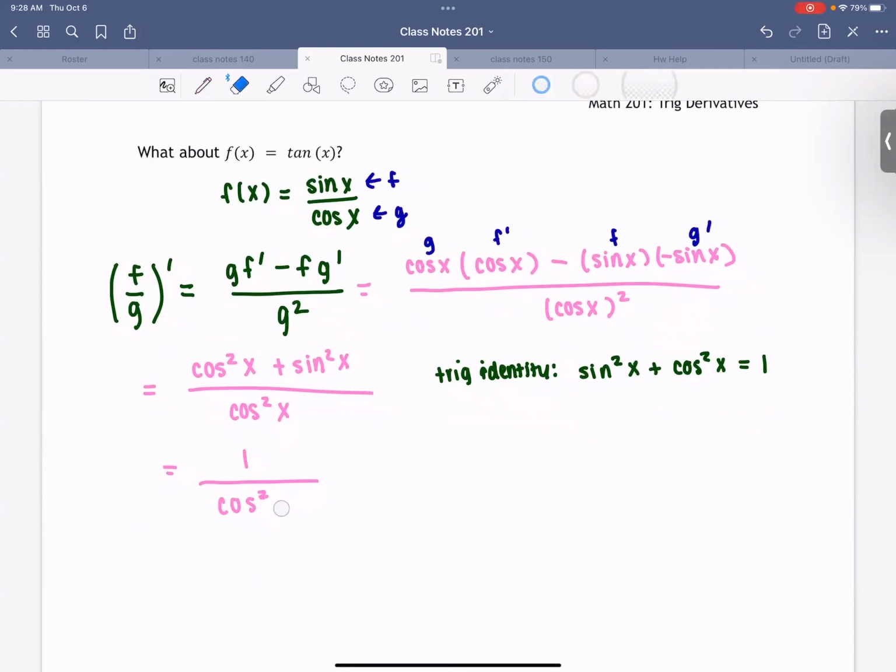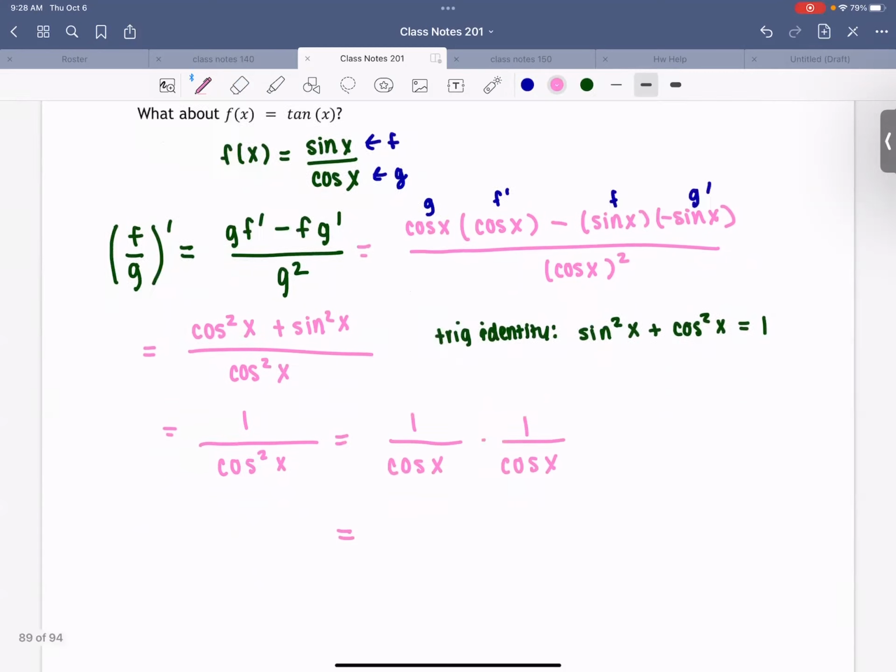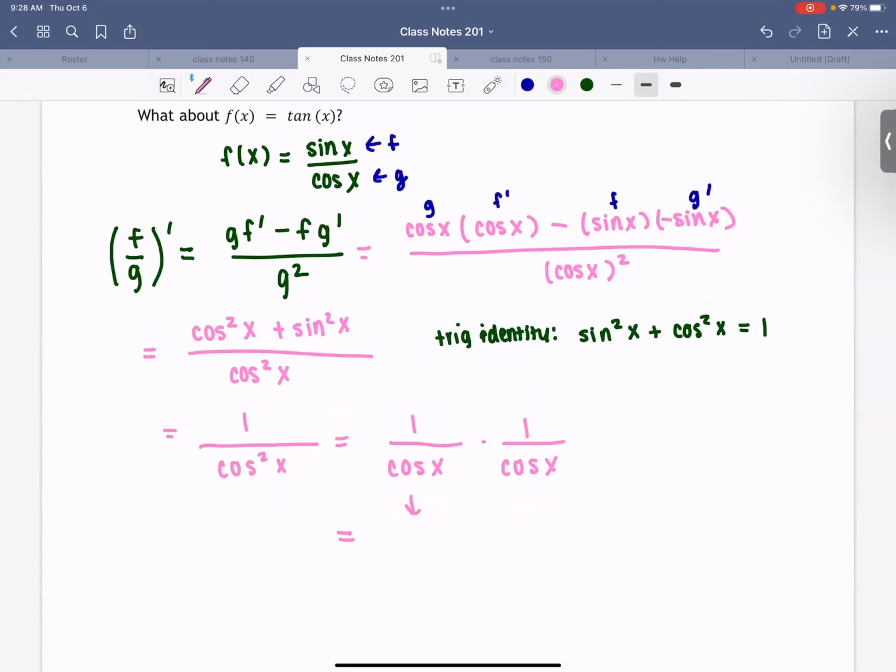I don't really like working with squares when I deal with trig identities, so let me just write this twice. This is the same as 1 over cosine x times 1 over cosine x. Okay. Think back to your trig identities. What is 1 over cosine of x? Secant, good. And then the other one turns into secant as well. So that's why the derivative of tangent is secant squared of x.